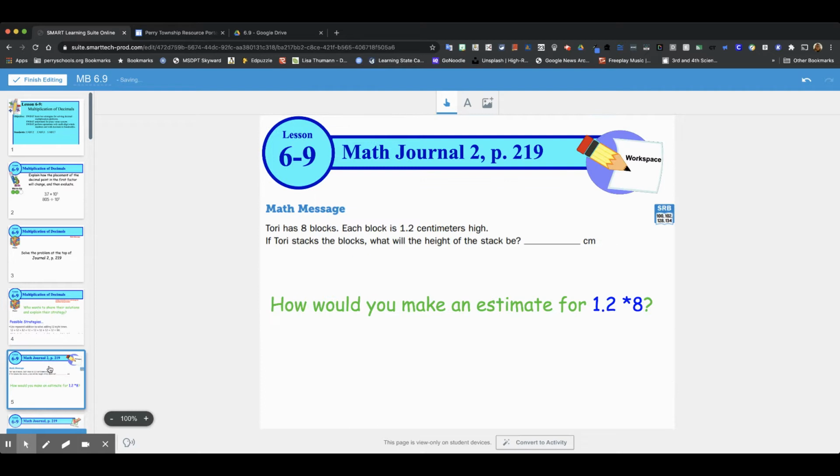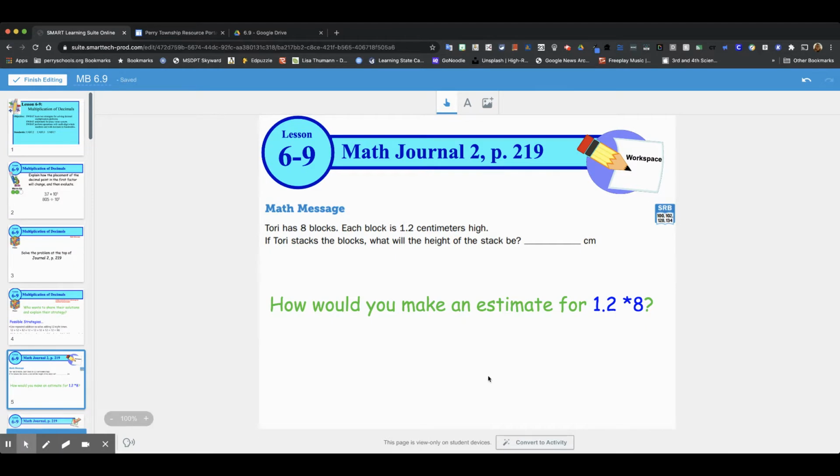So the math message here, it says Tori has 8 blocks. Each block is 1 2/10 centimeters high. If Tori stacks the blocks, what will the height of the stack be? How could we estimate for 1 2/10 times 8? What kind of estimation could we do here? Because we're working with a decimal.